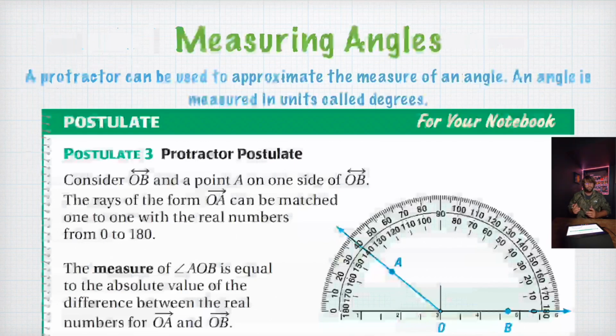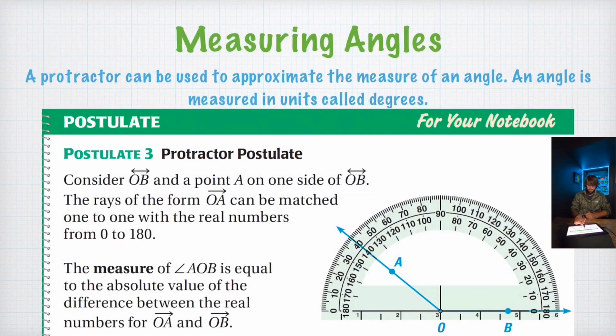Now we're going to learn how to measure angles using a protractor. A protractor can be used to approximate the measure of an angle. An angle is measured in units called degrees. Here you have the protractor postulate. Consider a line OB and a point A on one side of line OB. The ray OA can be matched with one of the real numbers from 0 to 180.